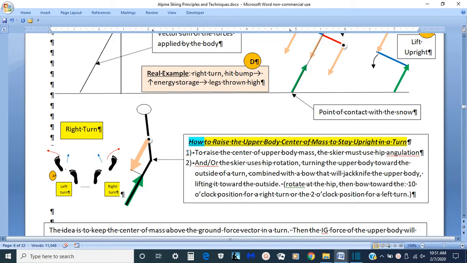So there are two ways. One, just get hip angulation, angle the hip to the side. The other way is to twist your body with slip and slide, rotating it to the outside. Once it's rotated to the outside, you bow, and by bowing, you lift it. So rotate at the hip, then bow towards the 10 o'clock for a right turn, or to the 2 o'clock position for a left turn. If you're doing a left turn, your left foot is slipped forward, your right foot is slipped back, and then you bow in this direction. Your upper body is facing this direction, you just bow, and that lifts your upper body mass to the outside of the turn.